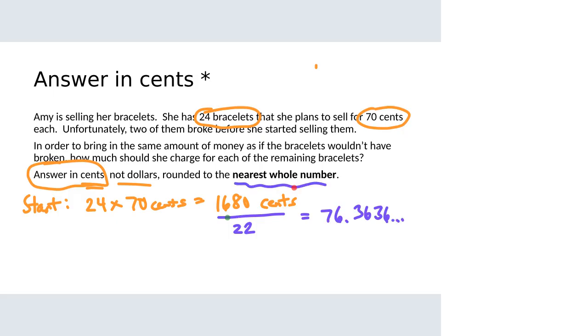At the end of this, it says round to the nearest whole number. And so if I want to round this to the nearest whole number, I'll look in the ones place. That's 4 or lower, so we'll round this down to 76. And she's going to have to sell them for 76 cents.